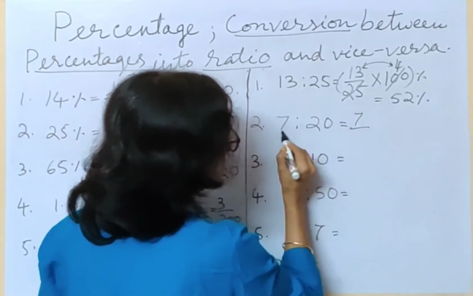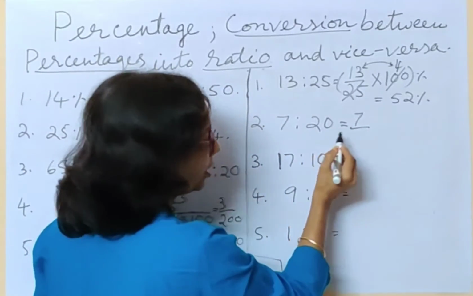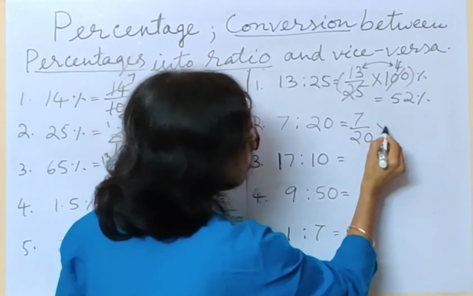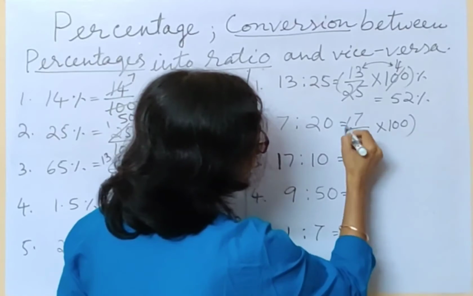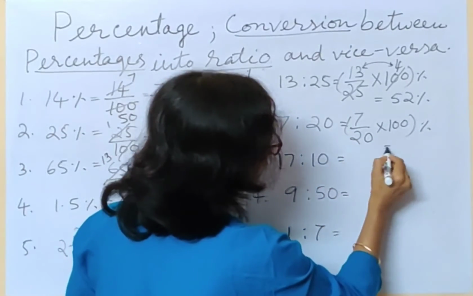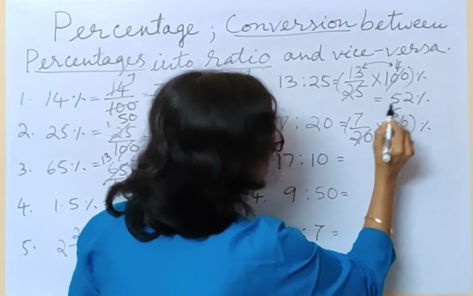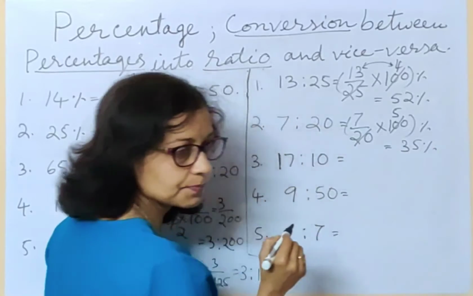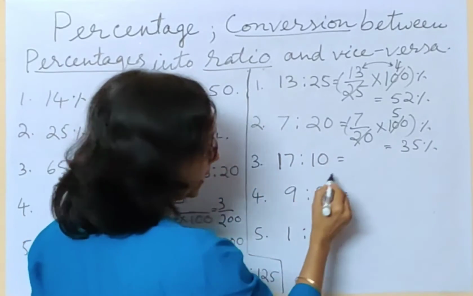Now let's do the next one. 7 is to 20. So 7 by 20, now we will multiply by 100 and we'll put the percent symbol. Now 20 goes 5 times to 100. So 7 5s are 35%.